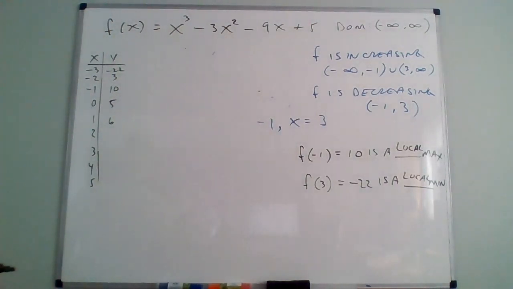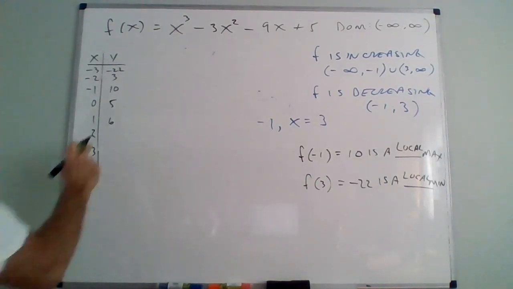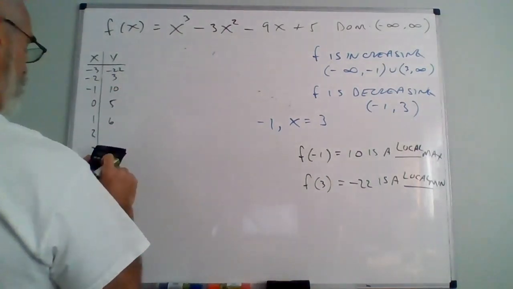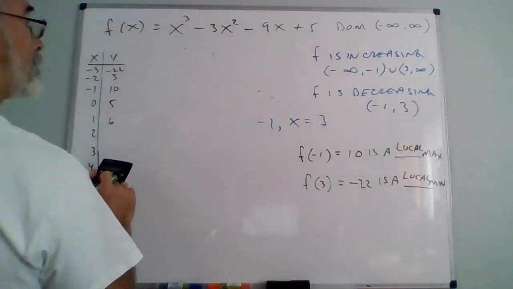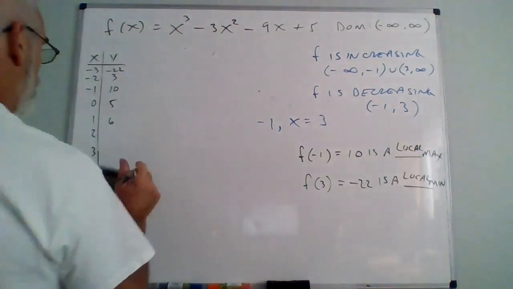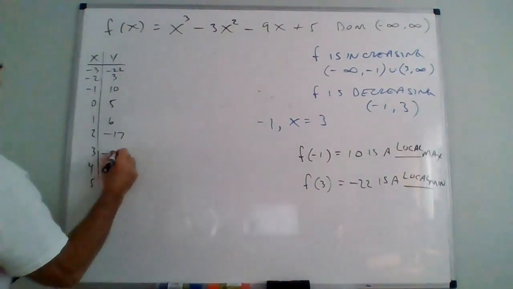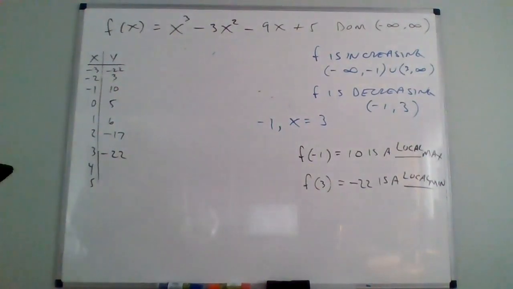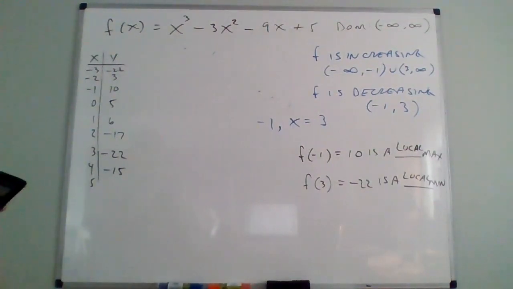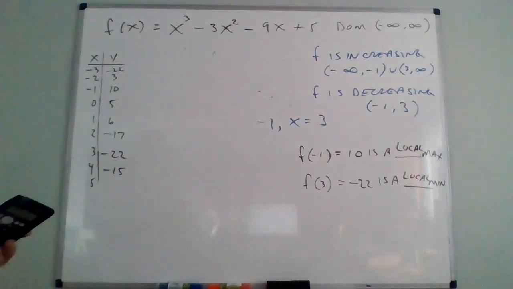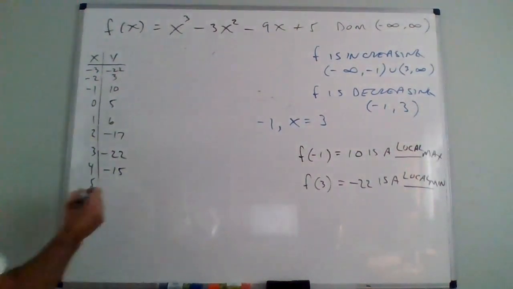Did I do that right? Minus 2 minus 11 plus 5, oh yeah, that is right. Okay, I didn't mess that up. Now what's 2? So 2 would be 8 minus 12 minus 18 plus 5. This calculator keeps sticking. All right, now it's negative 17. 3, we already know that's negative 22. And how about 4? 64 minus 48 minus 36 plus 5, that's negative 15. And then let's do 5. Minus 75. Hopefully I didn't make any mistakes in these calculations. And that's back up to 10.